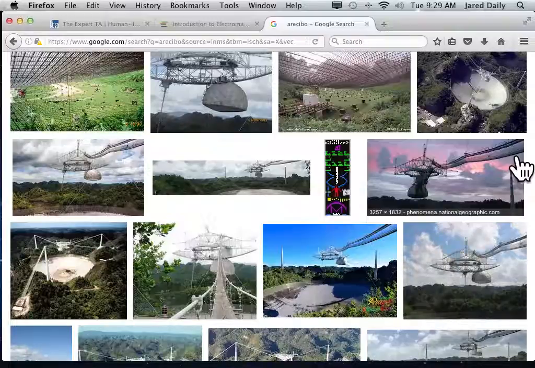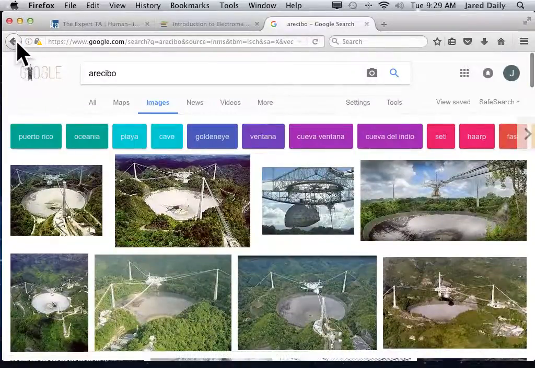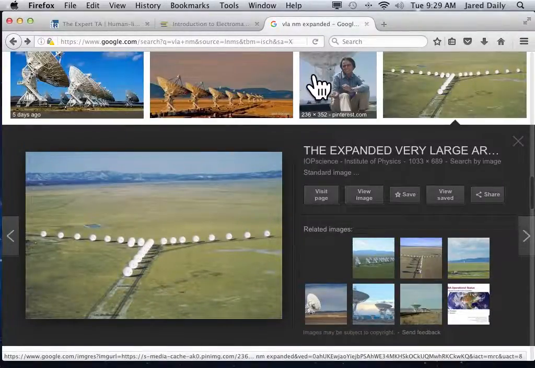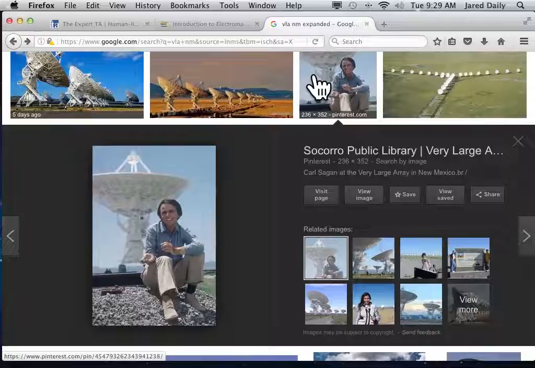Contact was a movie made from a book written by this man here, actually. This guy right here, Carl Sagan. He was an amateur astronomer and a huge proponent of science and education. He died a few years ago.